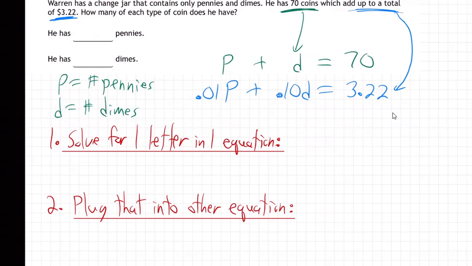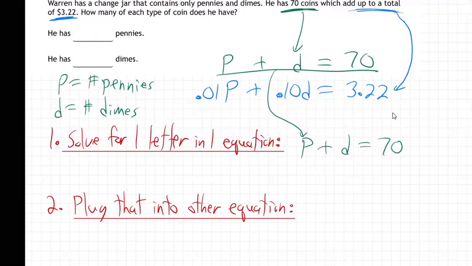So I'm going to grab, you can start with either one. It'd be easiest to start with that first one, huh? So I'm going to grab that first equation and bring it on down here. P plus D equals 70. So I have to solve for one of those letters. It doesn't matter which one. I'm going to go ahead and just get the P alone. So I'll just subtract D from both sides. And what do we got? P is 70 minus D.